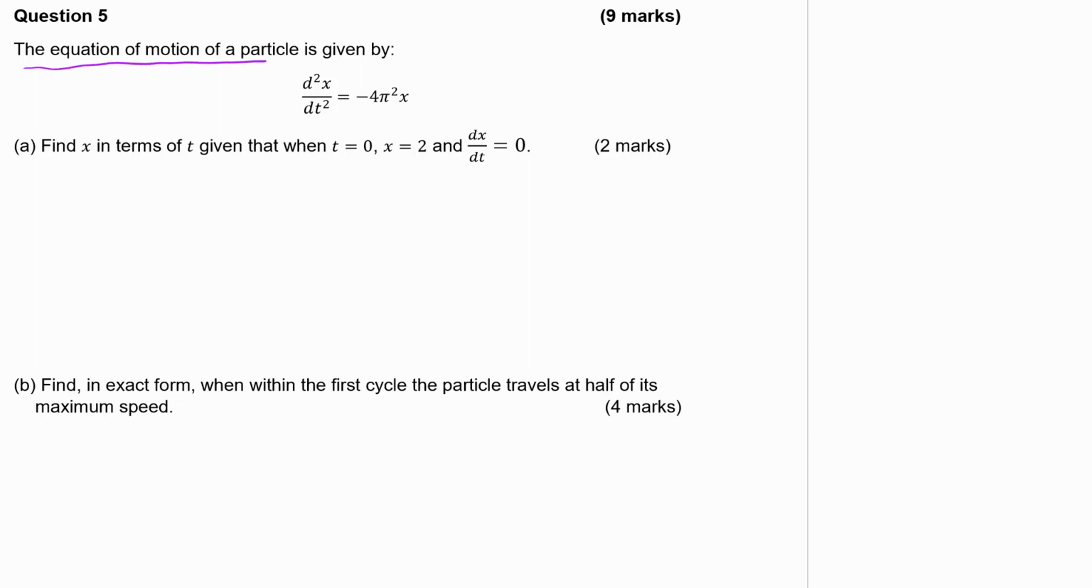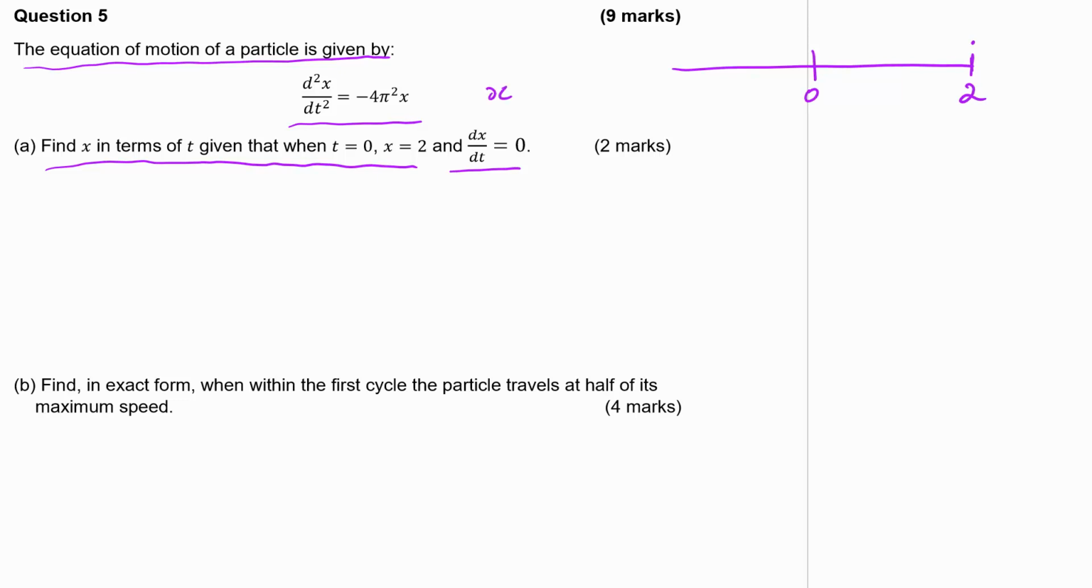The equation of motion of a particle is given by d²x/dt² = -4π²x. So this is SHM. Find x in terms of t, given that when t is 0, x is 2, and the speed is 0. In other words, it's over here, and that's its start point, right at the end there.